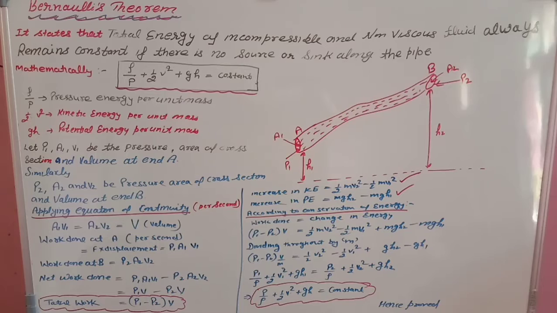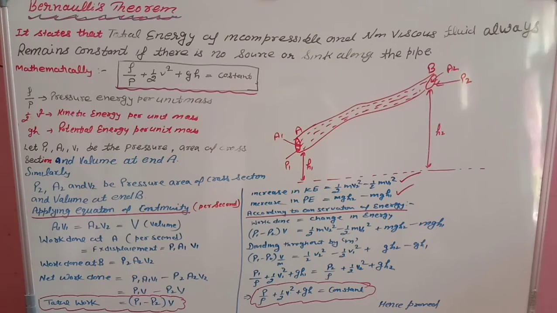Students, if you have checked, I have written here per second. Per second means velocity divided by time. Velocity divided by time is equal to distance, and area into distance is equal to volume. That's why I have written here volume. I hope it is clear.